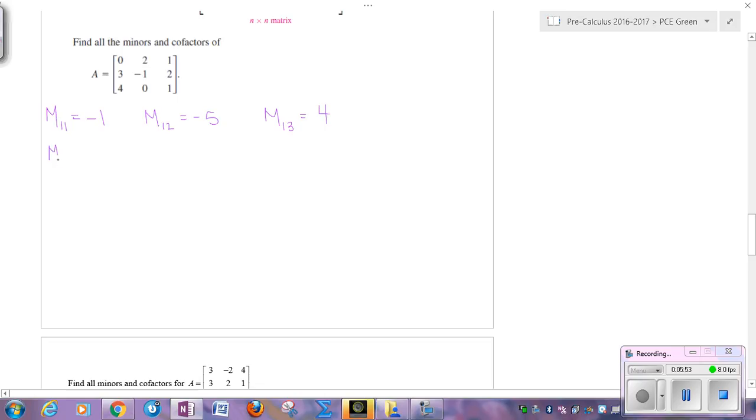Then I'm going to start on the next one. So now the next one is going to be the second row, first column. Then it's going to go second row, second column. And then the minor for the second row, third column.